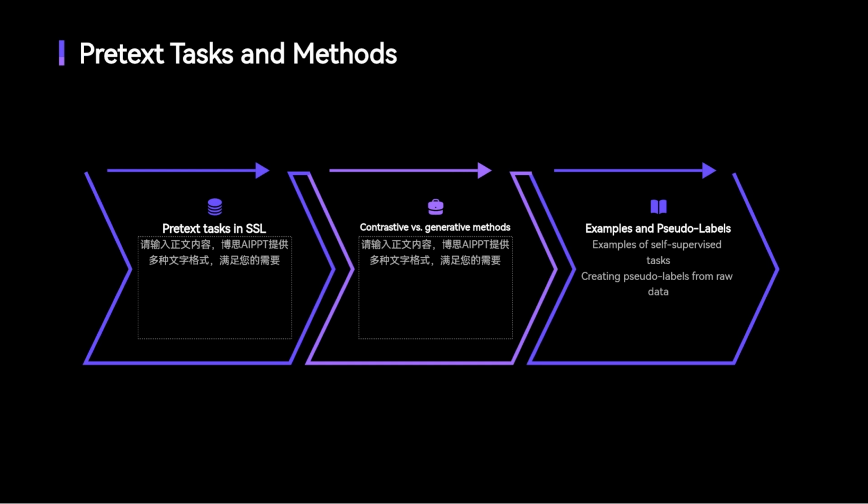By creating pseudo-labels through these methods, SSL enables models to use vast amounts of unlabeled data to learn without direct human supervision.